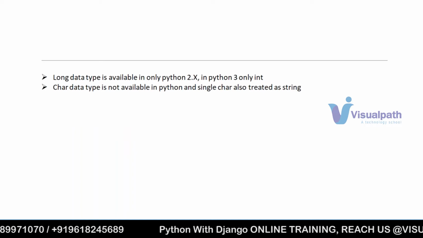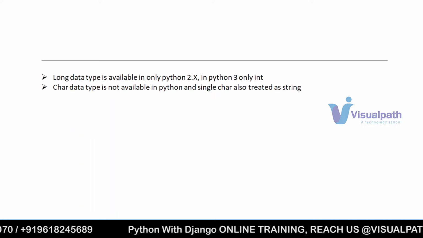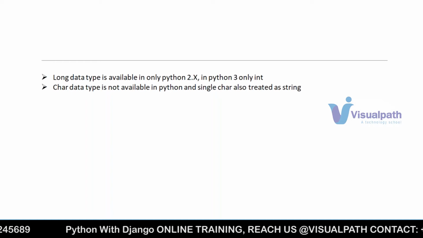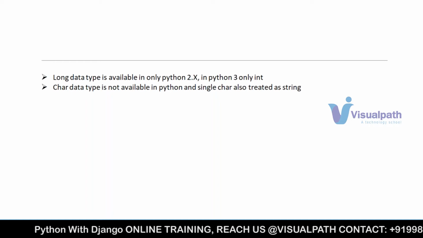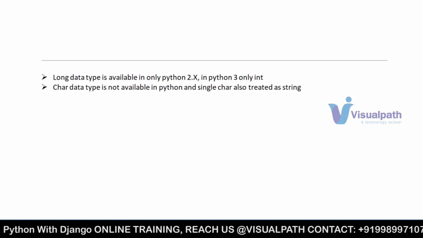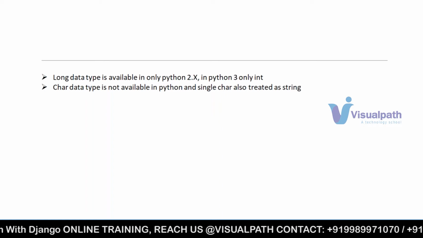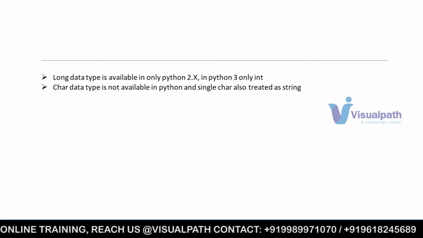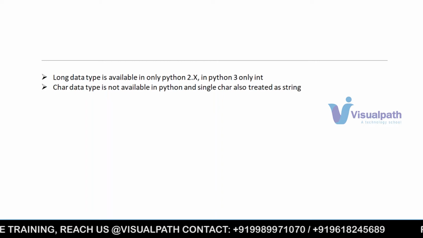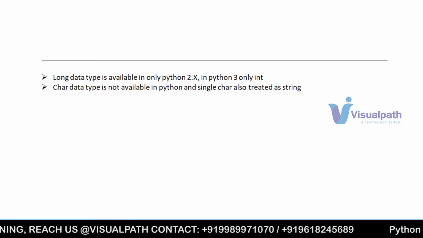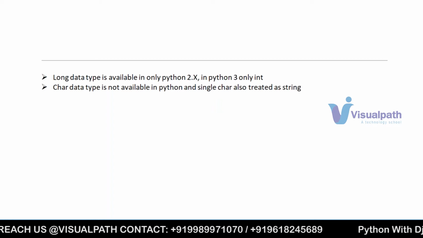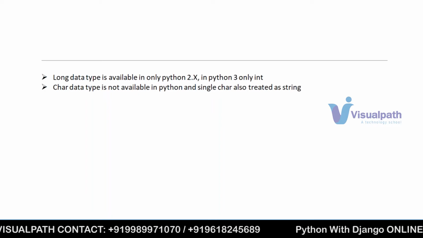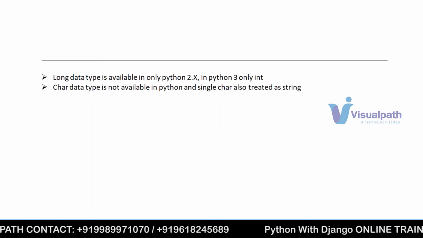So what's the difference between long and int? If you remember, in your first year of degree or engineering, we used to have the C programming language. At that time, integer and long data types were there. In simple words, small numbers we treat as integer. If the number is big, we treat it as long data type. But in Python 3, we don't have anything called long. Whatever the size, whatever the bigger number, any number we treat as integer only.